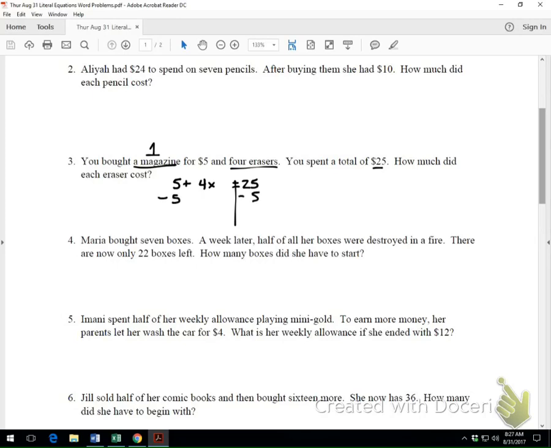Okay, so subtract 5. So then you get 4x equals 20. Then, good, divide by 4. You get x equals 5. So erasers are $5 a piece. An expensive eraser. Okay.